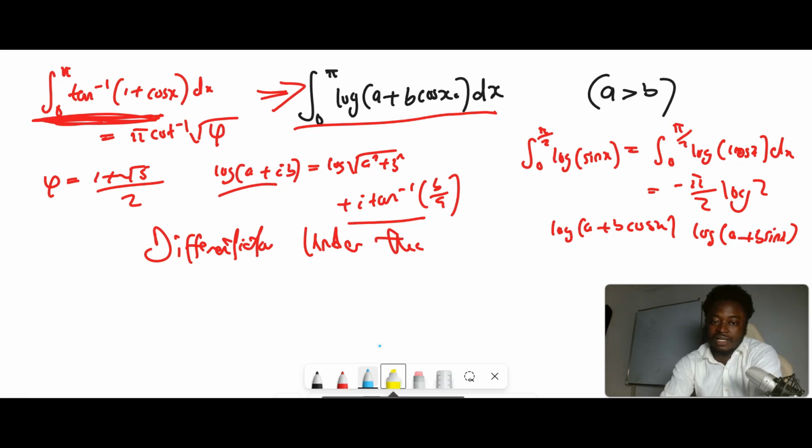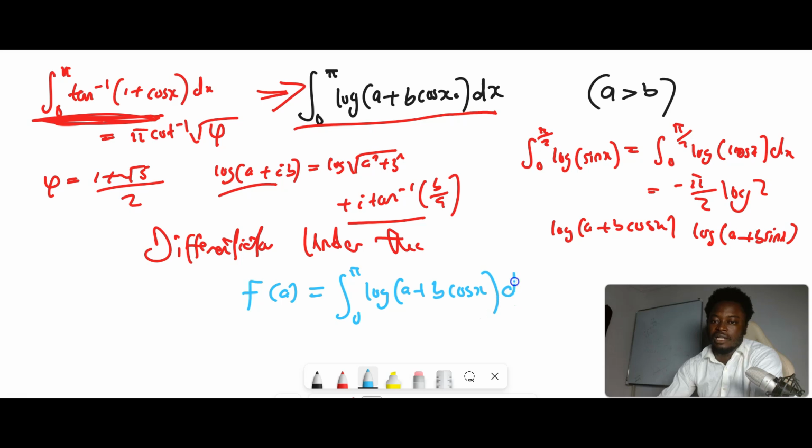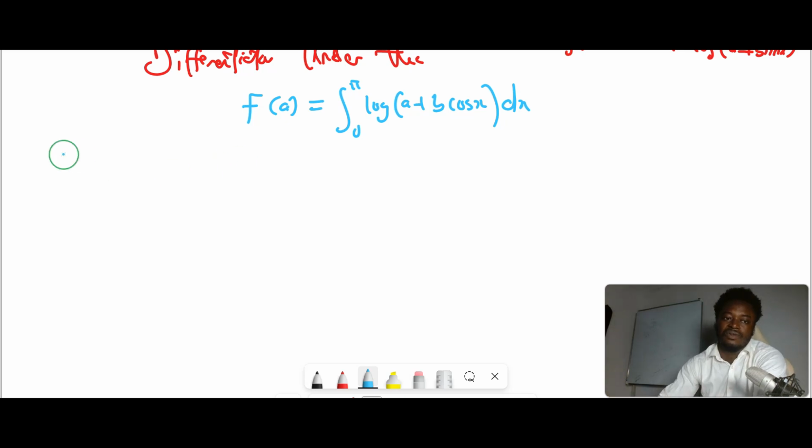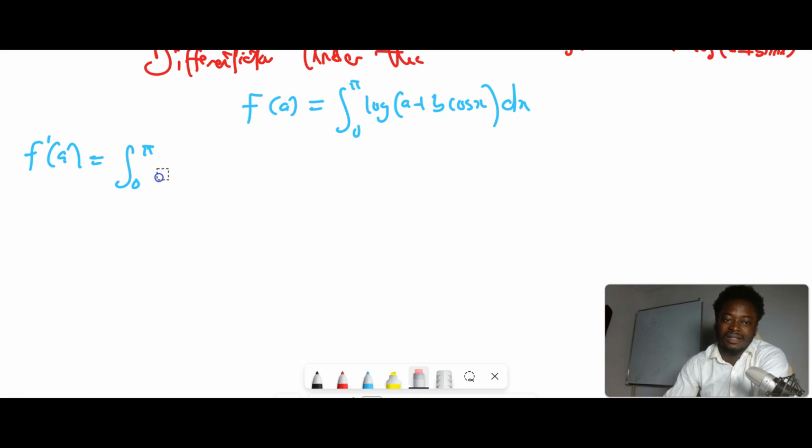As you shall soon see, let's call our integral f of a, and let f of a equal the integral from 0 to pi of the logarithm of a plus b times cosine of x dx. Now what we do next is take the derivative of this function. So you would have f prime of a, which will be the integral from 0 to pi of, you won't have the logarithm, you would have 1 divided by a plus b cosine of x dx, of course.